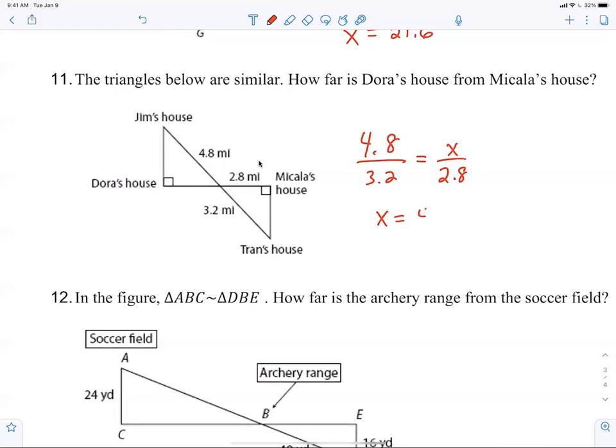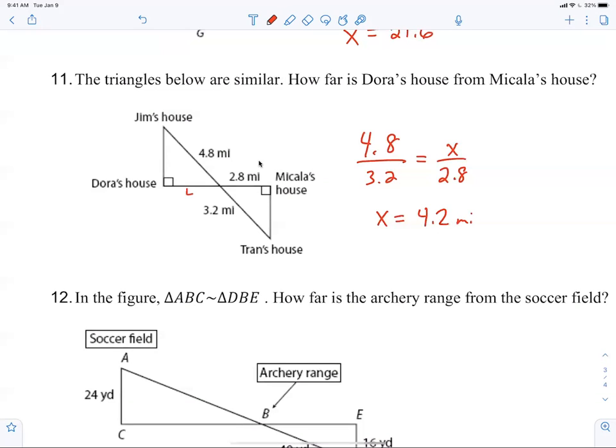Anybody else get 4.2? Well, is it 42 or 4.2? I think it's 4.2. But how far is it from Michaela's house? That's right. So the final answer is what? Wait, no.